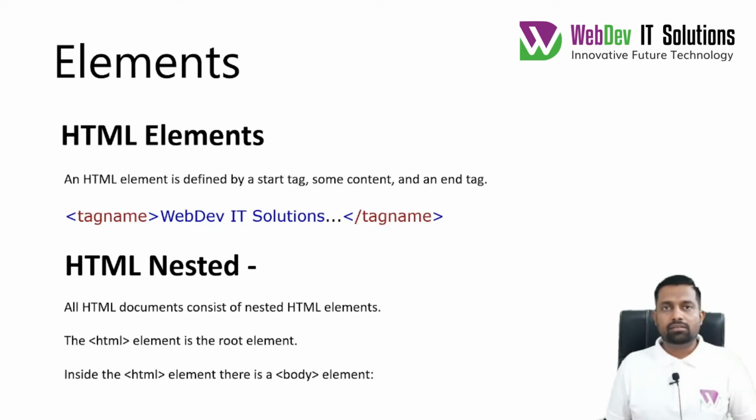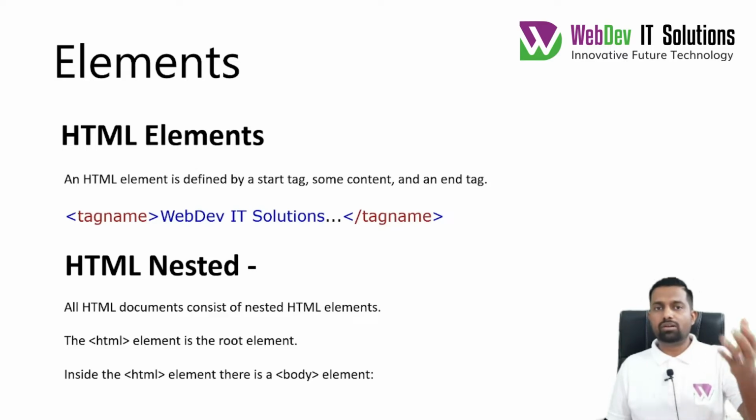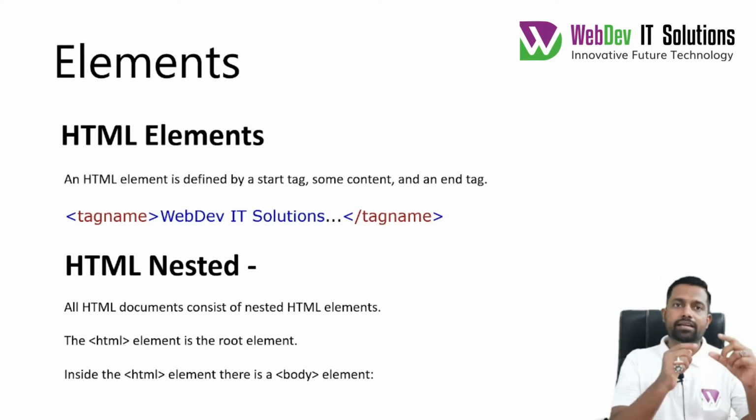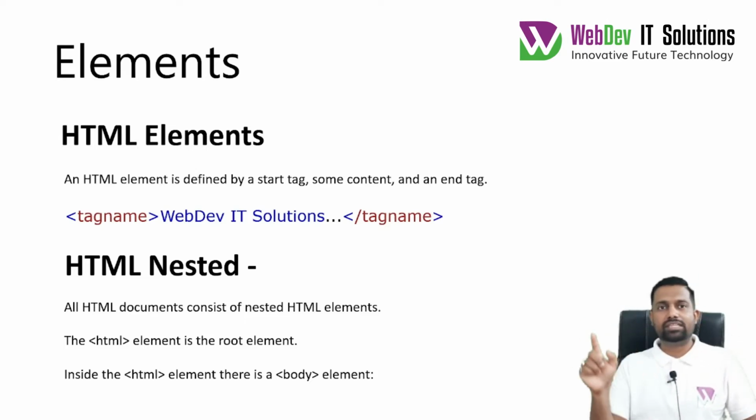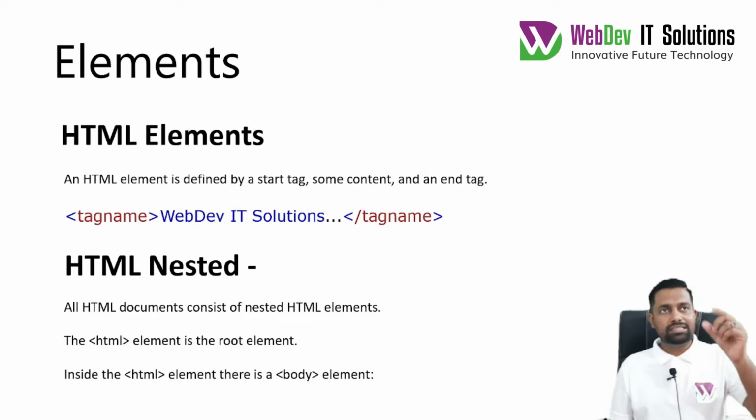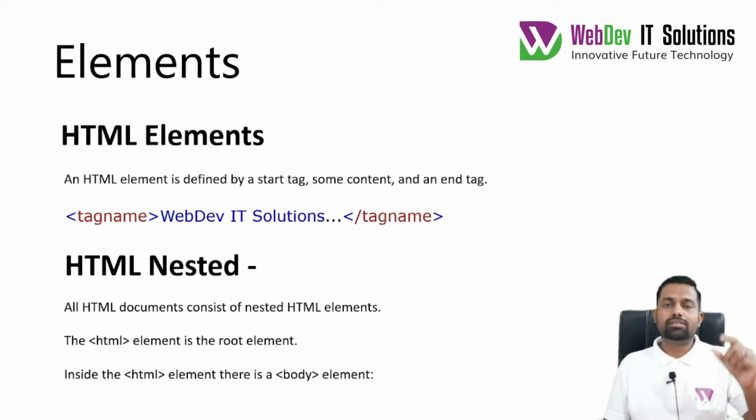HTML nested. Once we start writing code, in that code we are going to write lots of nested HTML elements, like doctype HTML. After that we write the HTML open tag and then close that tag. As I told, the HTML tag comes with a pair, so you have to close this. Inside that HTML tag, you write the HEAD tag and then close HEAD once again. So these are nested tags, which means inside a tag you can write another tag. This is called nested.